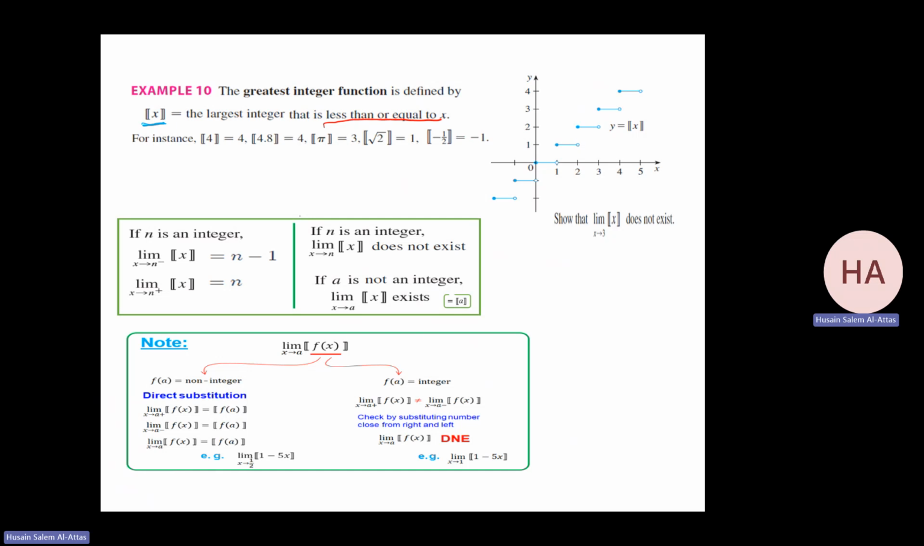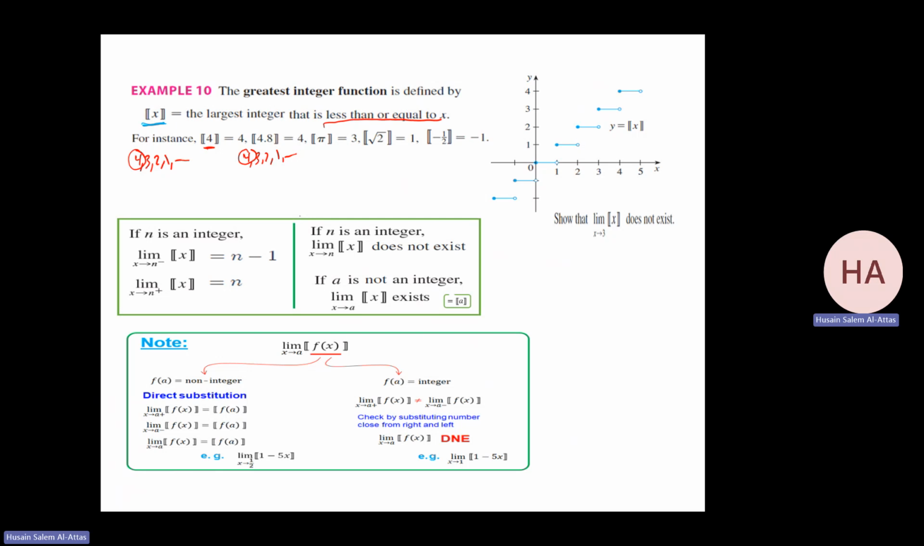Okay. So greatest integer of 4, what are the integers less than or equal to 4? So I have 4, 3, 2, 1, and so on. What is the largest? 4. 4.8, what are the integers less than or equal to 4.8? I have 4, 3, 2, 1, and so on. Then I will take the largest, 4.